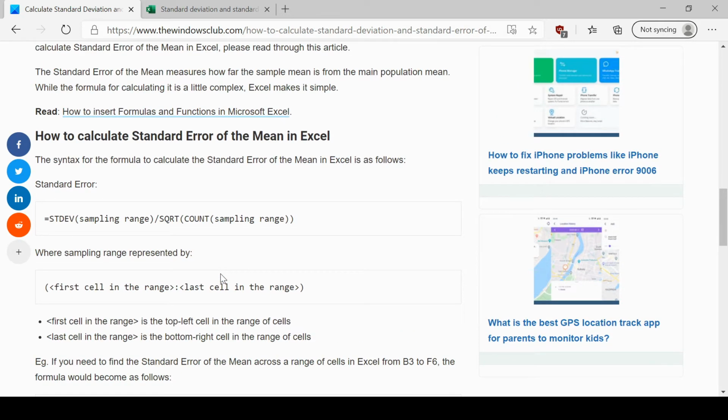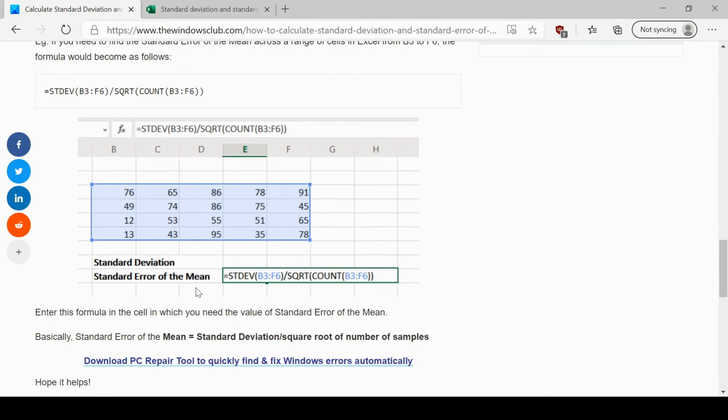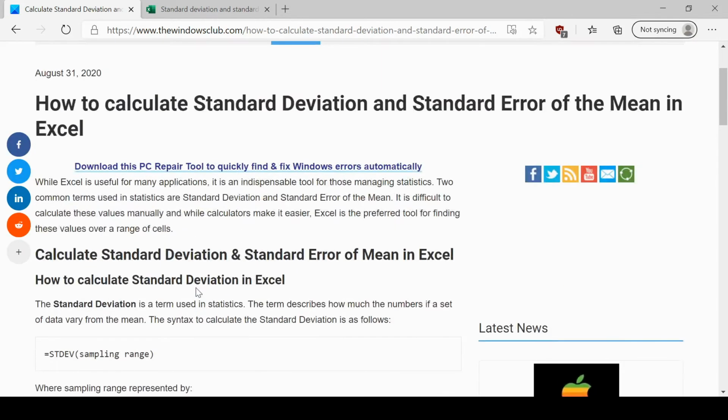So, the formula in Microsoft Excel for standard error of the mean becomes equal to STDEV(sampling range) divided by SQRT(COUNT(sampling range)). SQRT is the function for square root. Let us check how it is done.